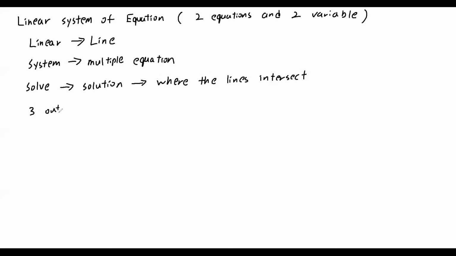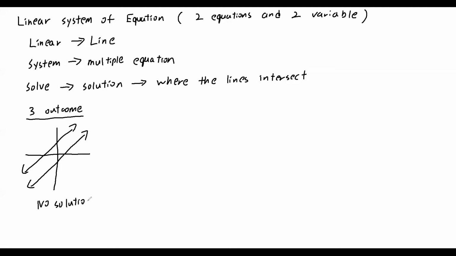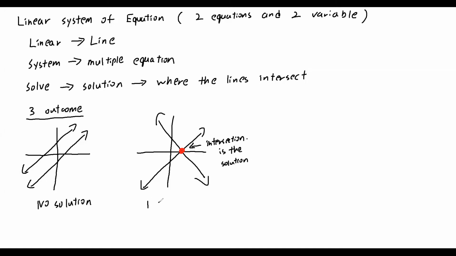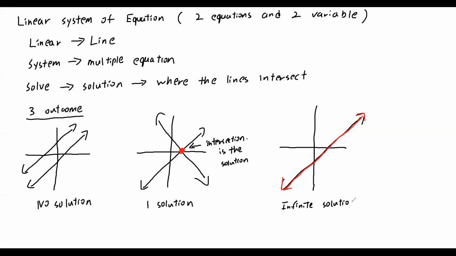Let's take a look at the three types of outcomes that can happen. The first outcome is we have two parallel lines that do not touch. If they don't touch, there is no intersection, so we have no solution. The second outcome is when two lines actually intersect at a point, and the point is the solution, so we have one solution. And lastly, we have two lines stacked on top of each other, touching everywhere. This means that we have infinite solutions.